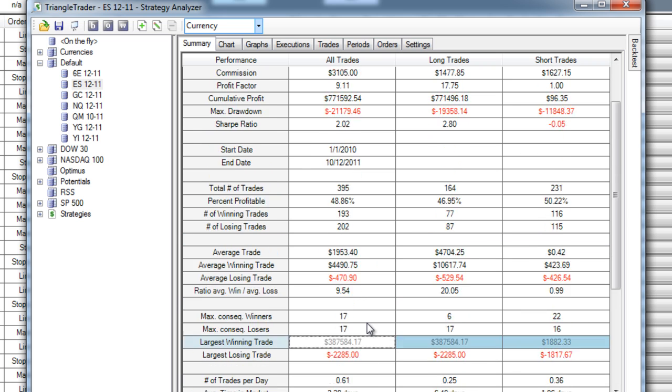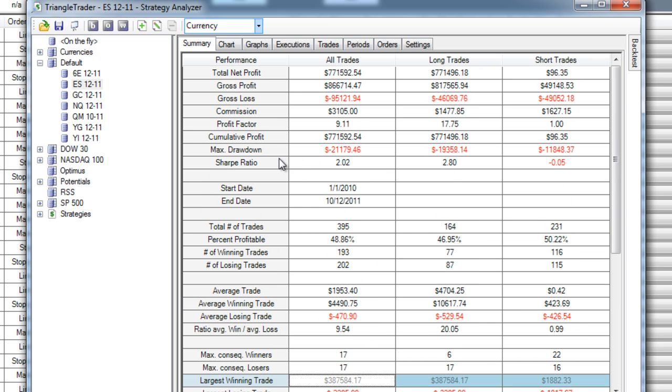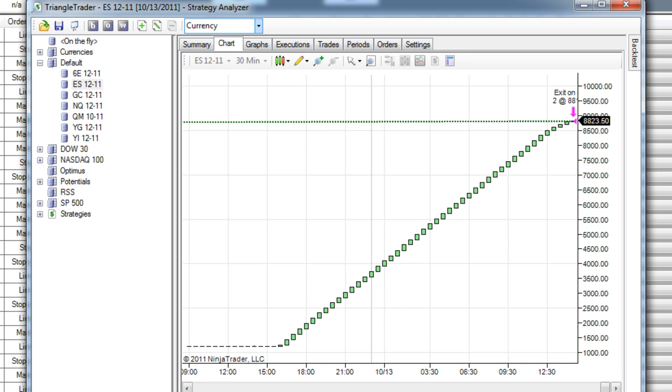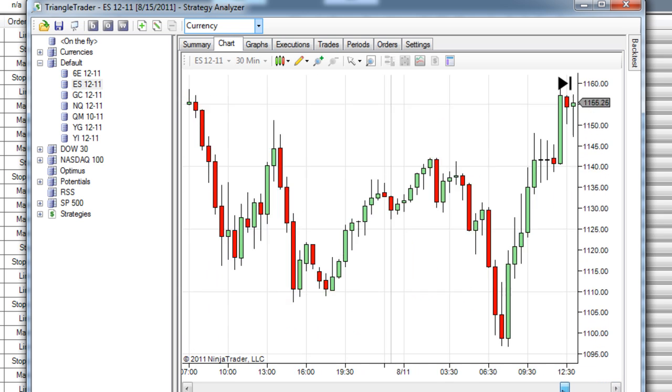Largest losing trade, $2,200. So that's the overall summary. It's a little helpful, can give you a quick idea of how good something is. You've got your Sharpe ratios, your profit factors, all that good stuff. Let's go to a chart and we can actually see where it's taking trades.